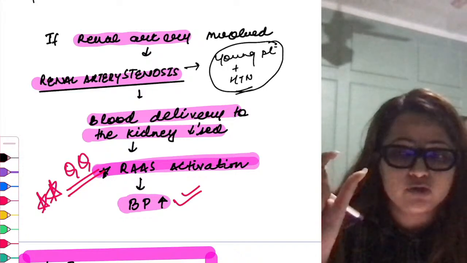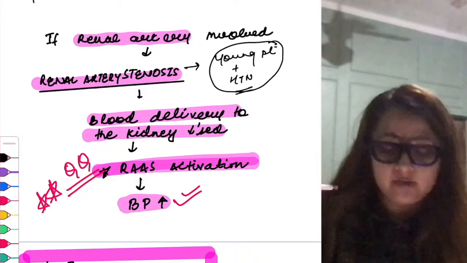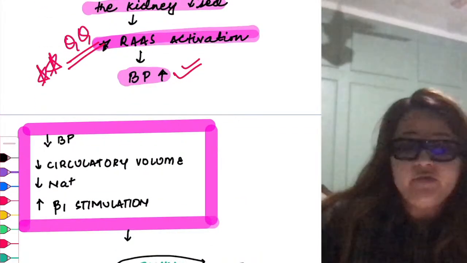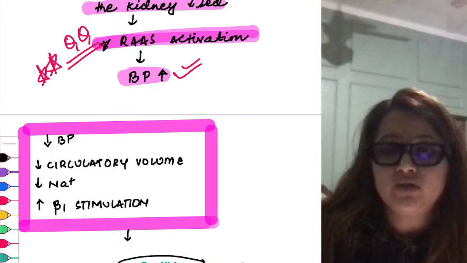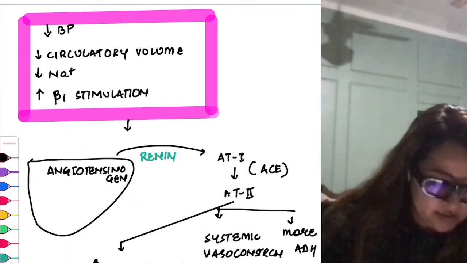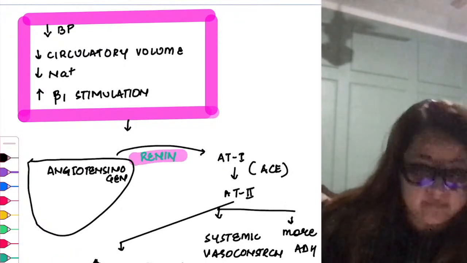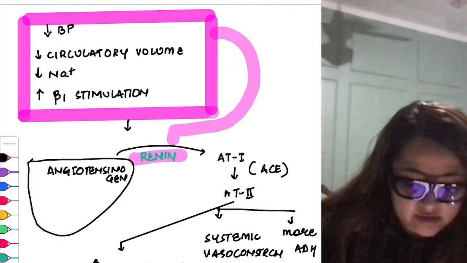So macula densa is a structure that judges the sodium delivery, that how much sodium is there. Now, all of these are the stimuluses for the activation of RAS. These are the stimuluses for the release of dash. So your answer here is renin. All of these are the stimuluses for the release of renin.